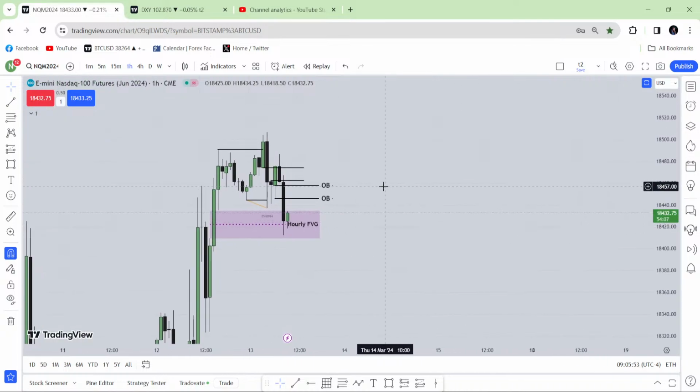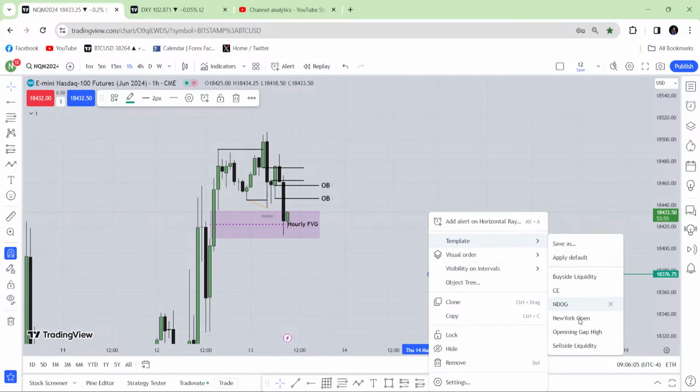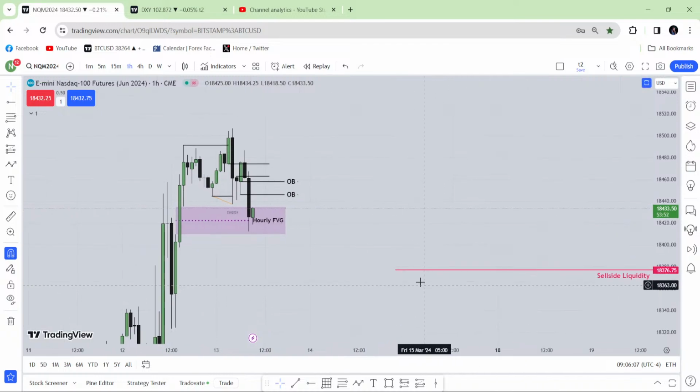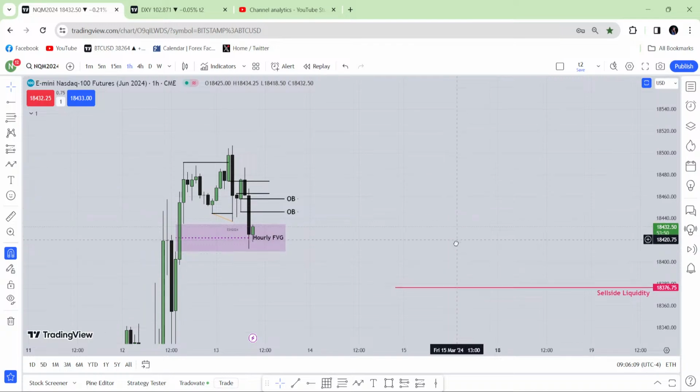Now next I'm coming to the narrative, the weekly narrative. Okay, for example, you are looking for this sell side liquidity. You know the market is going to take that sell side liquidity for this week.